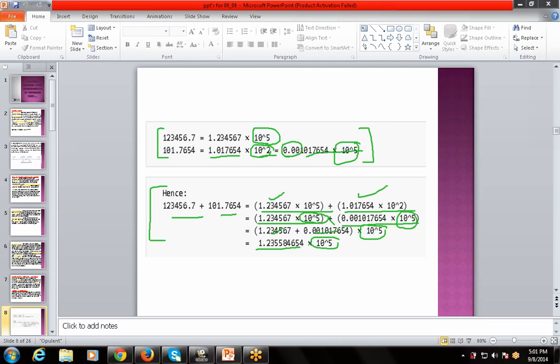How can we add? By taking the common, similar exponent, that is 10 power 5, and then in brackets the numbers are added. In brackets the floating point numbers, or the significands, are added. So this is how the significands are added. This is the same, so the output is this one. I think this is clear to you.